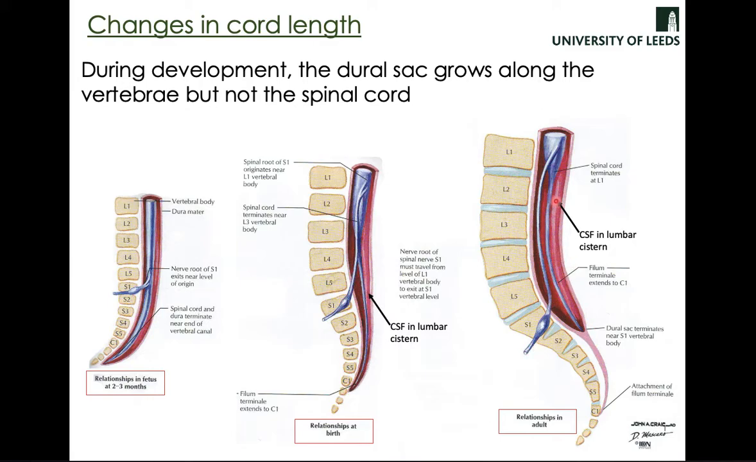We have that space, that lumbar cistern filled with CSF, and we can see how that filum terminale keeps extending all the way down to secure the spinal cord inferiorly at the coccyx. Okay, so the take-home message is that there is differential growth between the vertebral column and the spinal cord, such that the vertebral column grows faster, and because of that, the spinal cord ascends within that vertebral canal.